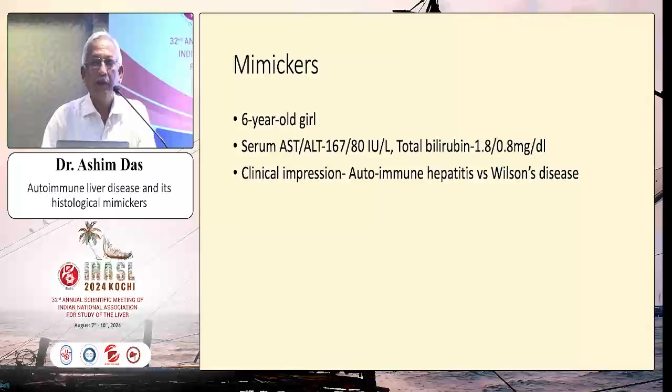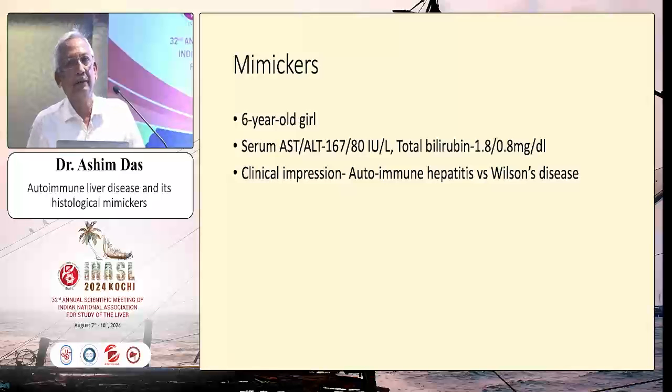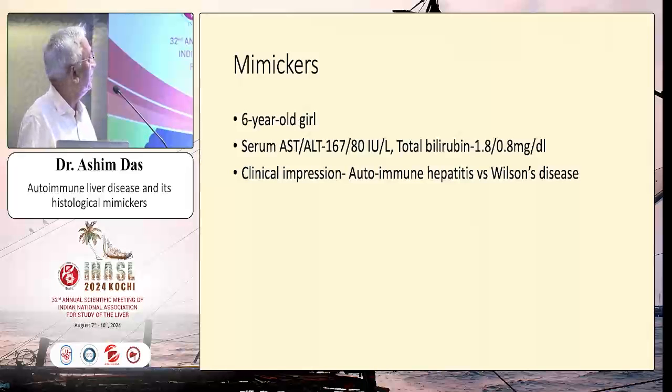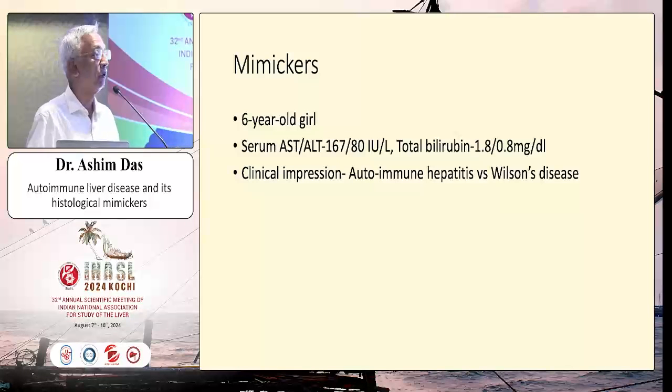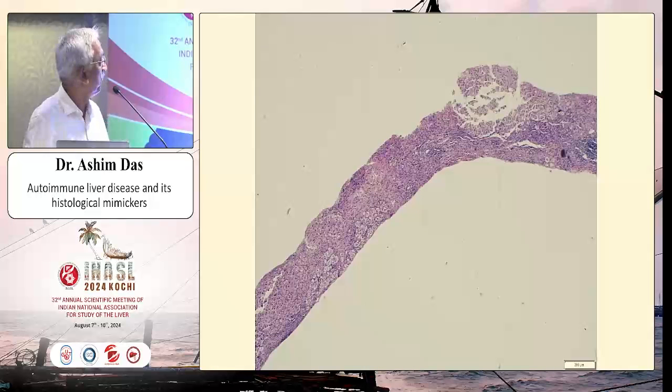Now, what are the mimickers? Till now we have mentioned which are really very classical. Now, there is a 6-year-old girl with serum AST ALT of 167 to 80 international units, total bilirubin 1.8 milligram, and the clinical impression was autoimmune hepatitis versus Wilson's disease. Now, this is probably the area.